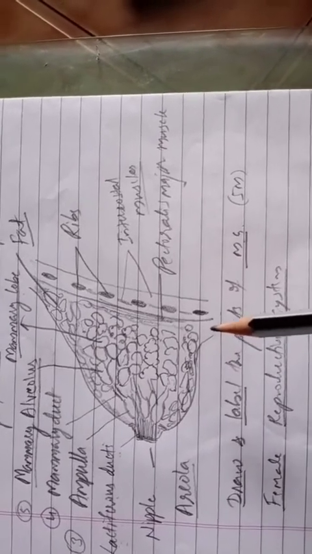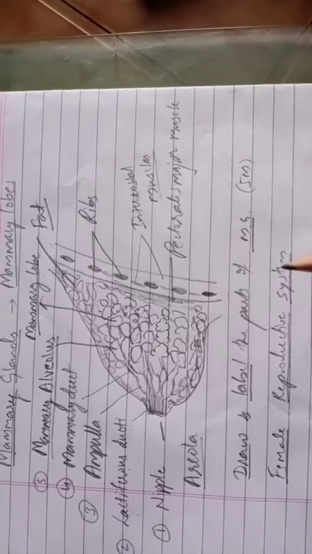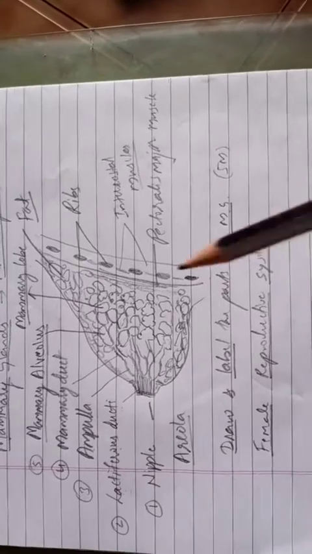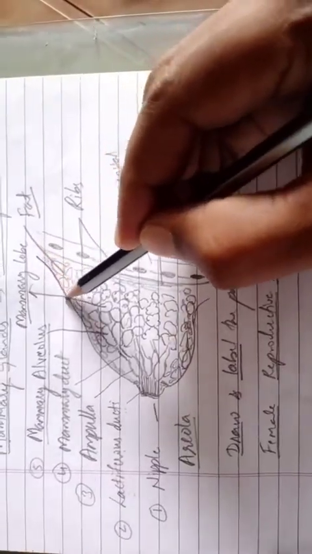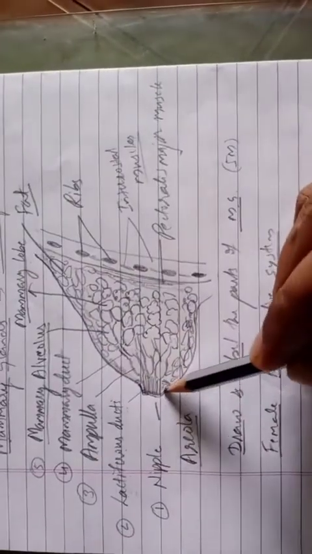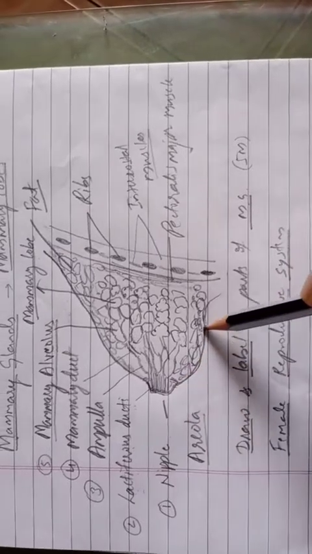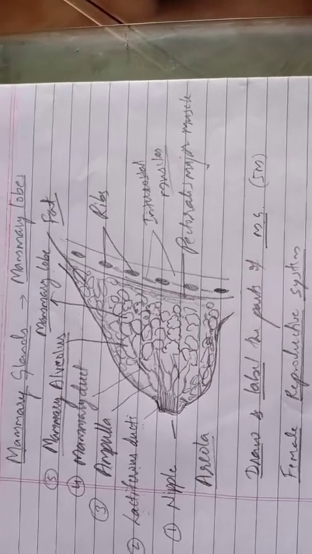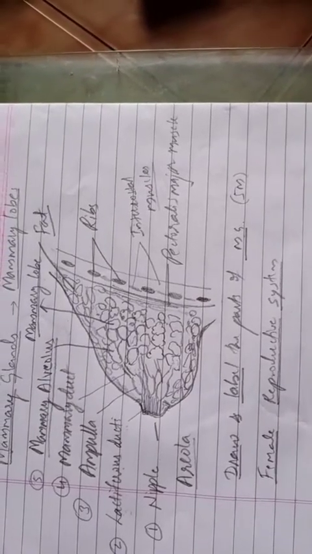Not only the diagram, the parts you should label are very important. Sketch and label. The diagram is very important. Practice, students, and get good marks in the examination. Don't lose the marks without practicing this diagram.